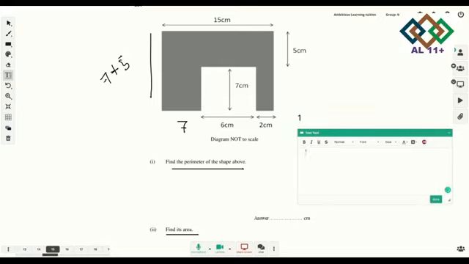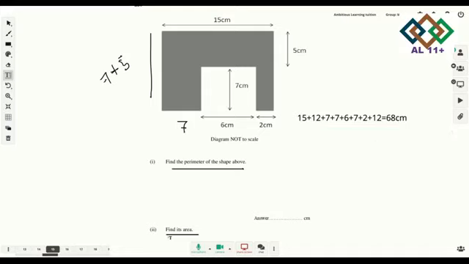Perimeter would be 15 plus 12 plus 7 plus 7 plus 6 plus 7 plus 2 plus 12. That totals up to 68 centimeter.